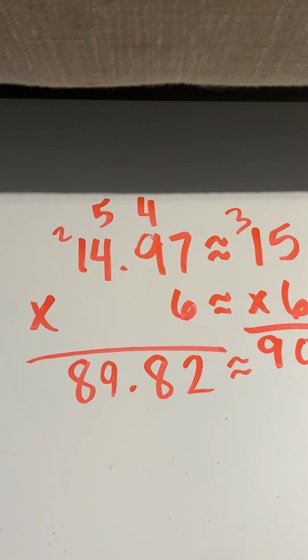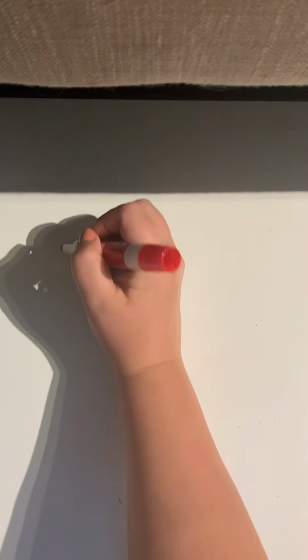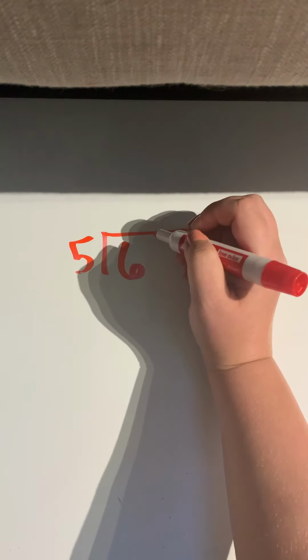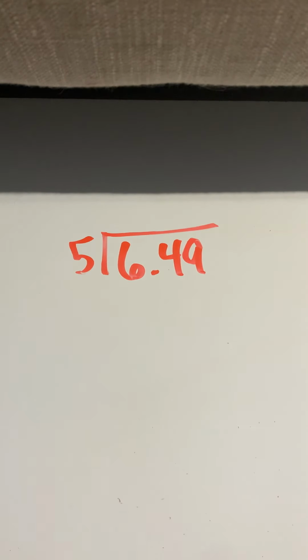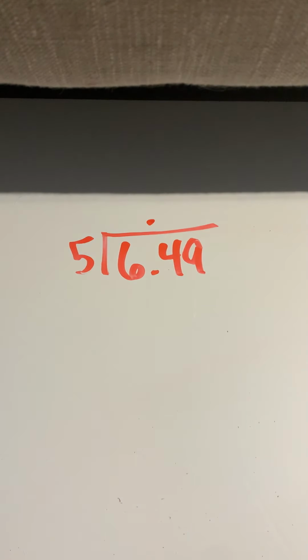All right, let's go ahead and take a look at number 7. So we're going to have 5, 6, and 49 hundredths. So we are going to be doing 6 and 49 hundredths divided by 5. I'm going to go ahead and put my decimal up here before I forget.